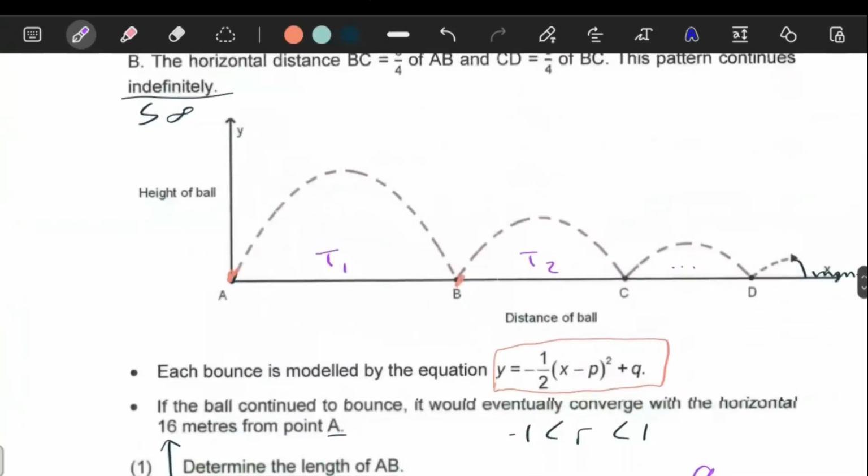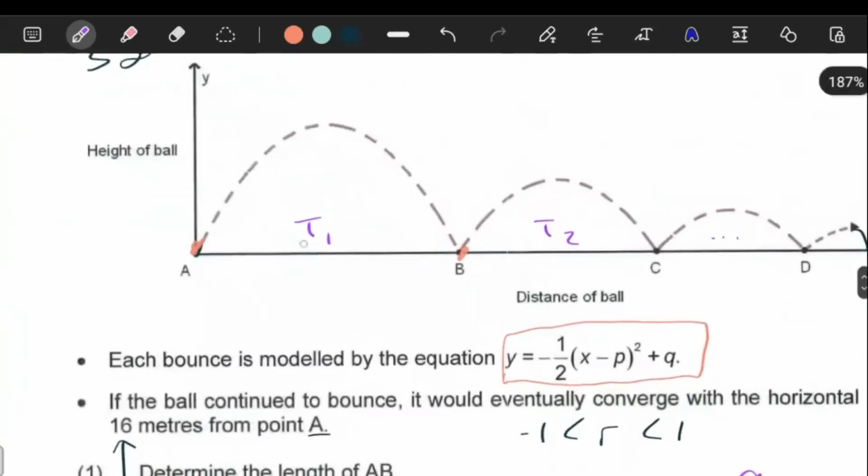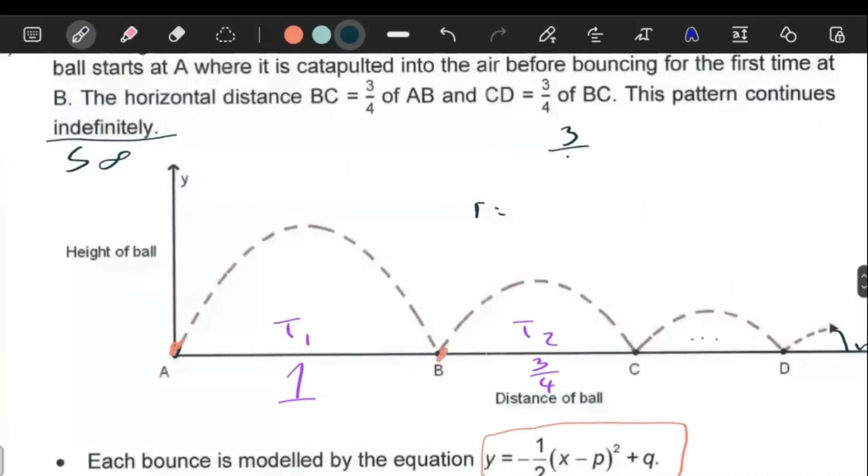that's going to be quite interesting. But fortunately, it doesn't matter what AB is. You can just label it as 1. It doesn't matter what BC is. You can just label it as 3/4, because the ratio between AB and BC is 1 to 3/4. So this is good enough to get R. R is going to be 3 over 4 divided by 1, which is just 3 over 4.